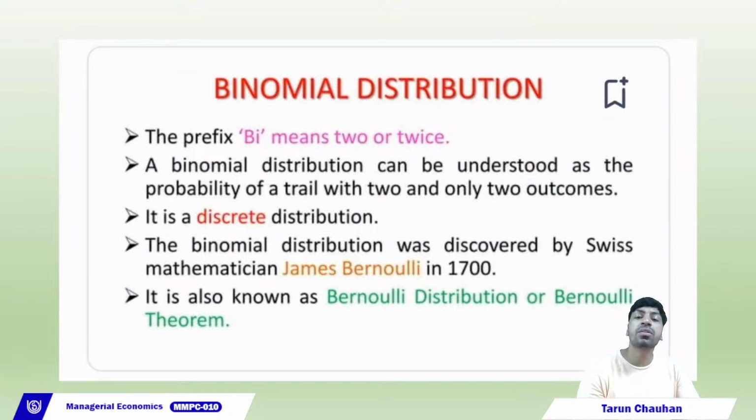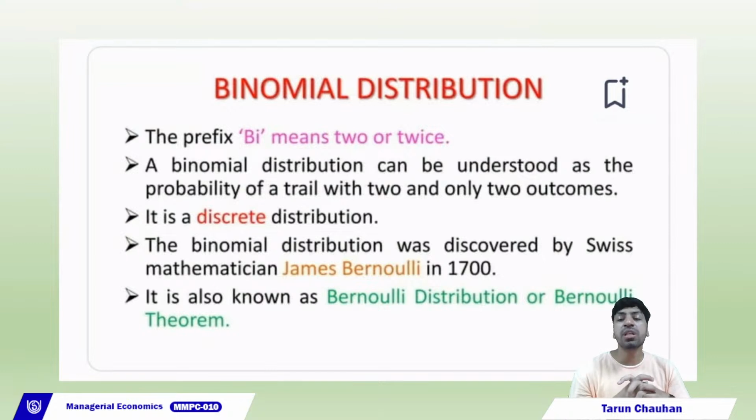So the binomial distribution can be easily understood as a process of a probability of a trial with two and only two outcomes, and that's called a discrete distribution, which always includes finite, or limited, values. As I said, the values are limited and the outcomes are also limited, that is 2.